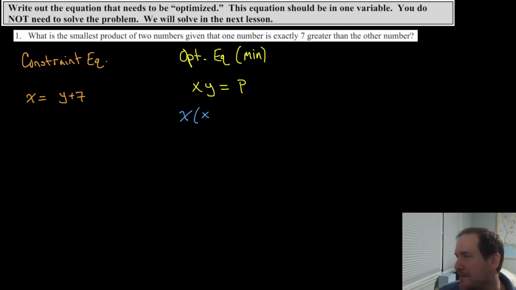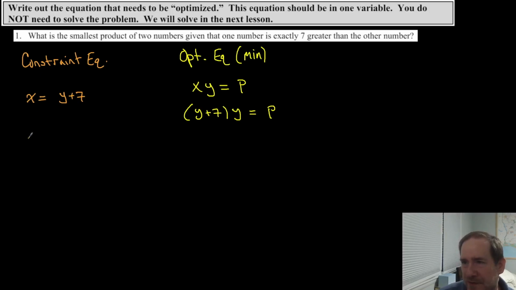That would be fine. But technically, the way I've written my stuff out, the x is going to become y plus 7. So we actually should be looking at (y plus 7) times y. Now, same difference. Depending on how we define our variables, you might actually disagree with your friend.